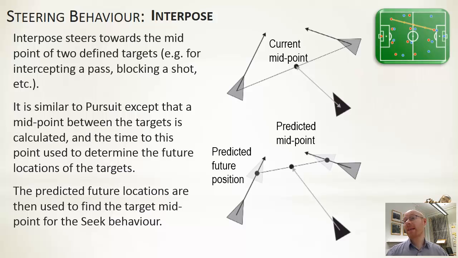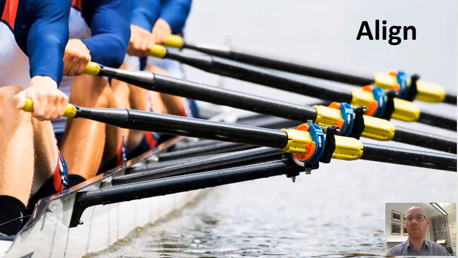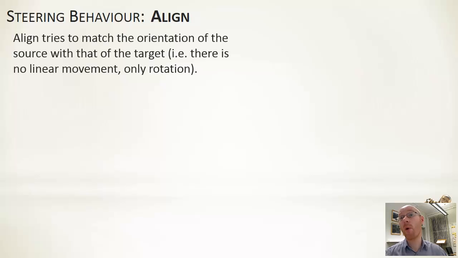Next up, we're going to have a look at alignment. All of the previous ones were outputting an acceleration to give you a velocity, which gives you an updated position. Align is the first one we're going to have a look at that outputs an angular acceleration. So it changes the rotational speed, which changes the orientation. So align tries to match the orientation of the source to the target. So if you give me a target, I'll try to point in the same direction that the target's pointing. There's no linear movement here, we're just rotating the object.